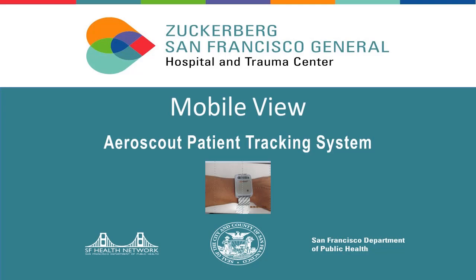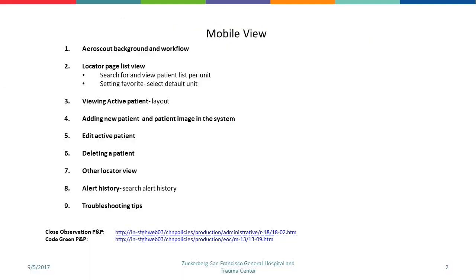AreaScout Mobile View. This module's aim is to help you navigate AreaScout Mobile View. There are 9 topics that will be discussed: AreaScout Background and Workflow, Locator Page List, View Patient, Adding New Patient, Adding Patient Image, Edit Active Patient, Deleting a Patient, Other Locator View, Alert History, and Troubleshooting Tips.